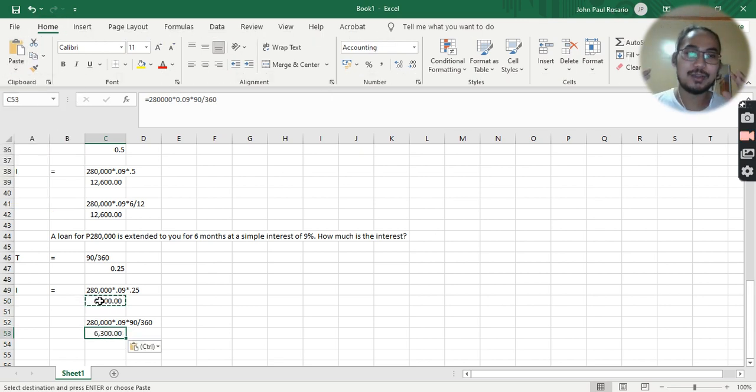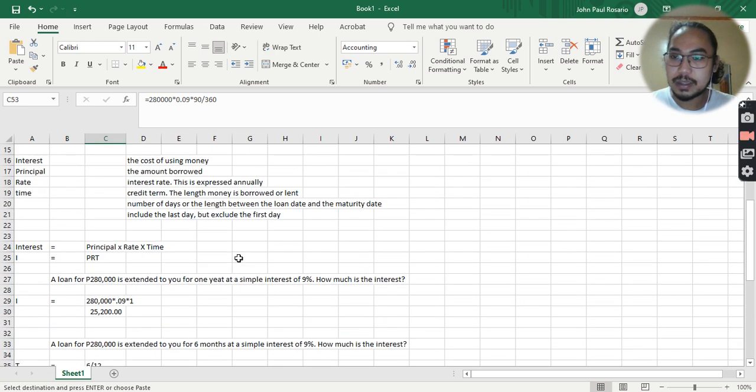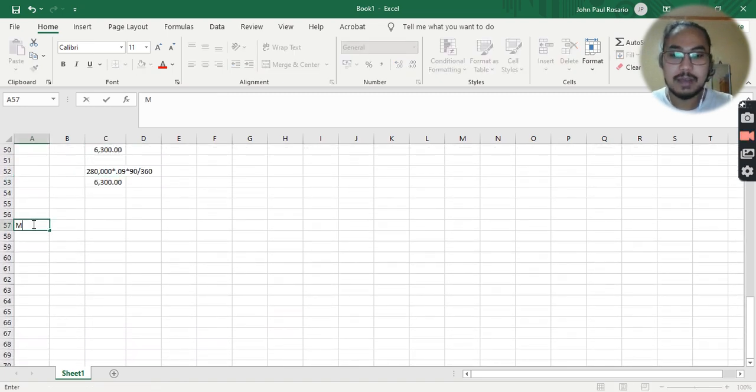Okay? So, that's the basic principle of simple interest. Interest is simply computed by multiplying the principal, the rate, and the time. And it's only computed once in a period. So, with that, we're done now with computing the simple interest. Next is we are to compute the maturity value.